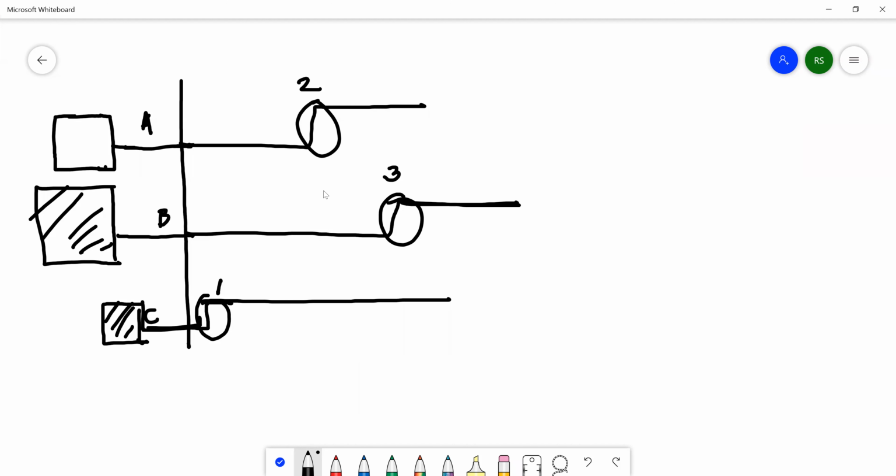So in that particular case, the question that we are asking is, how can we optimize the design?